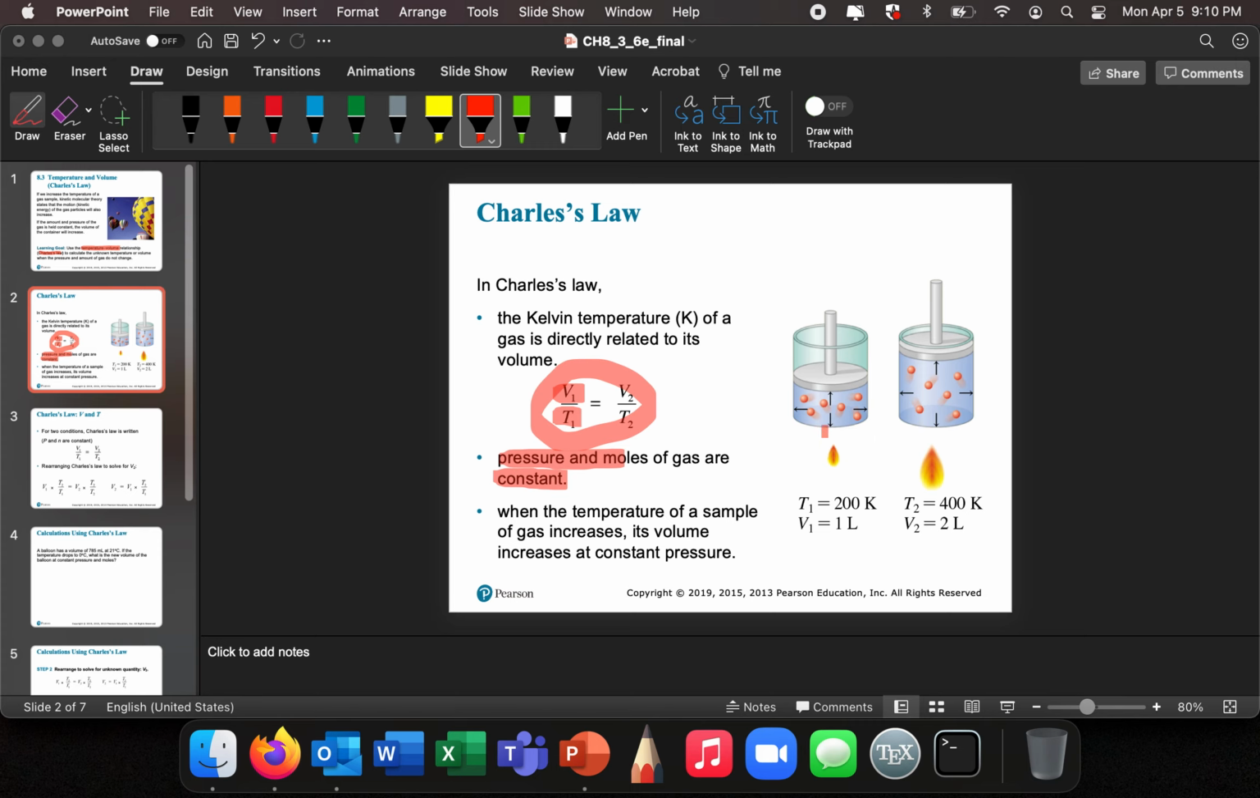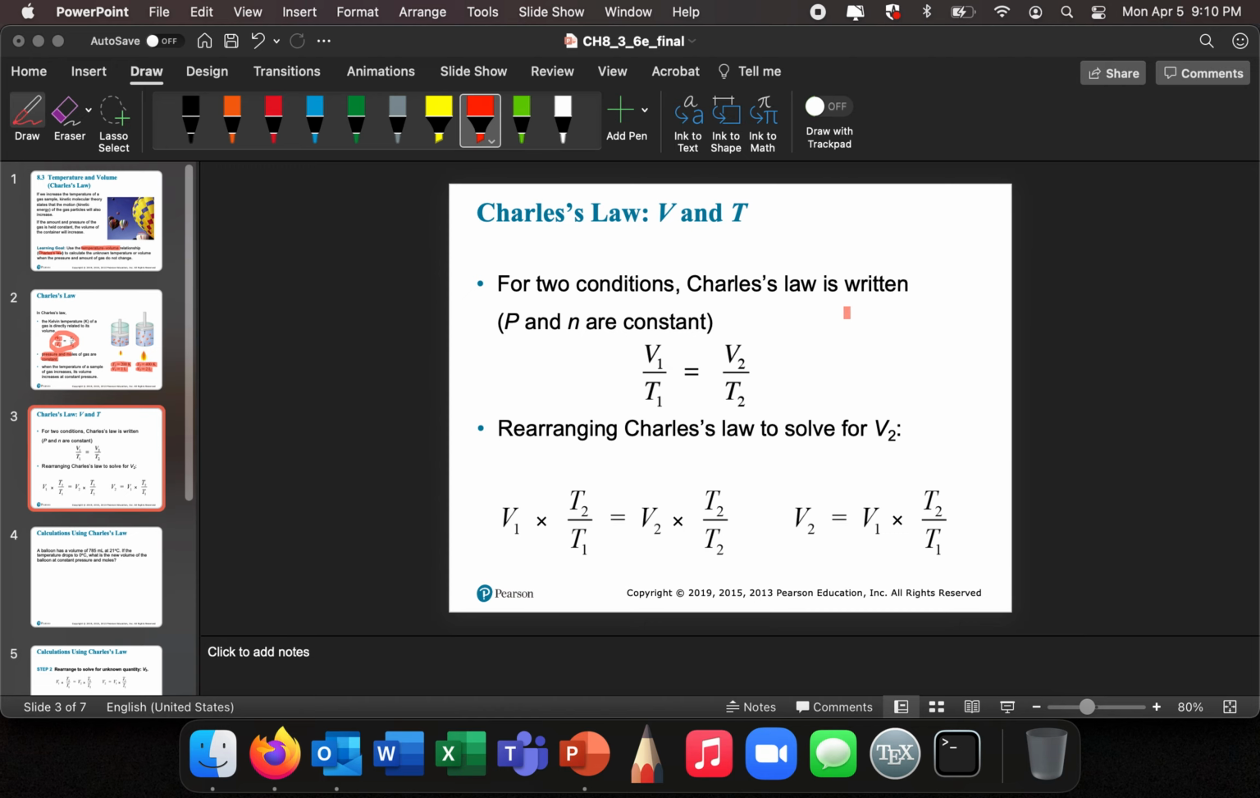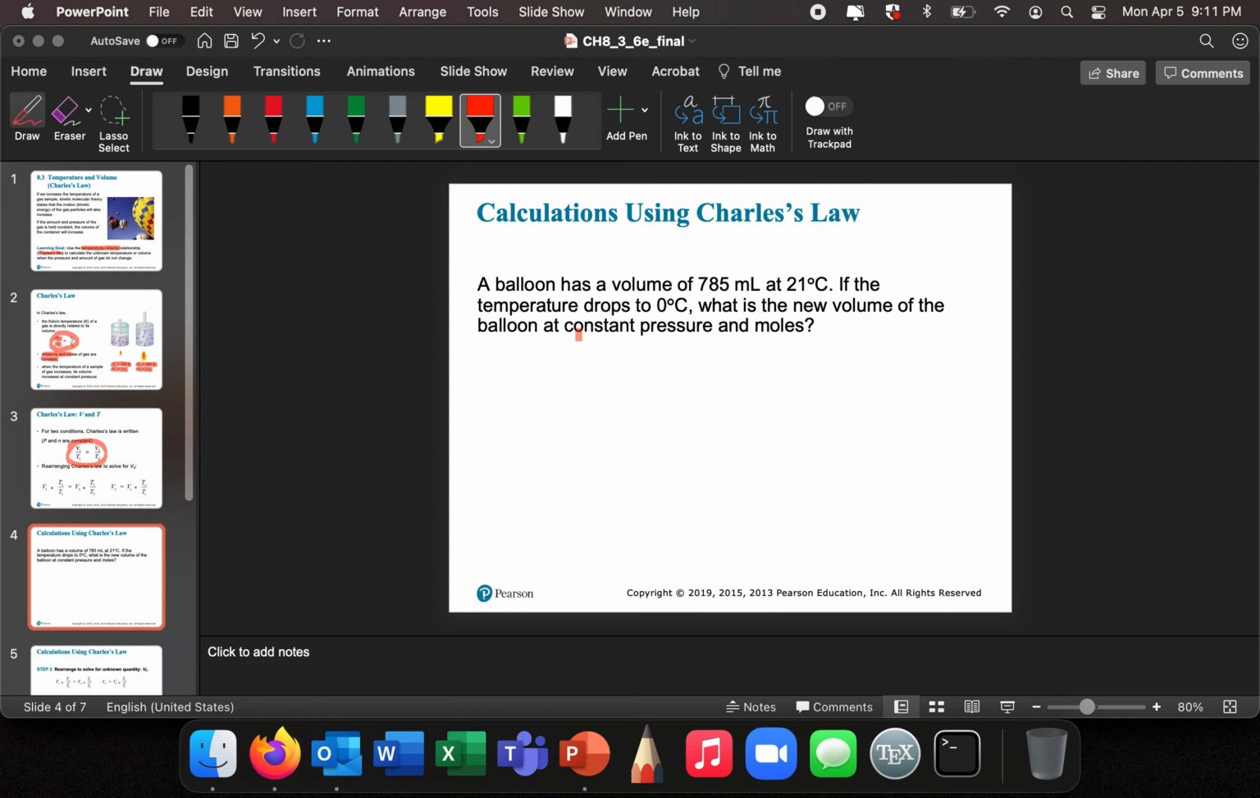For example, if you have a small fire under this vessel, and the temperature is 200 kelvins, and the volume is 1 liter, when you double the temperature, you're also going to double the volume. All right, so we're going to do that with this equation. V1 over T1 is equal to V2 over T2. And we're going to, of course, solve for whichever one we're not given, right? So let's do an example using Charles' law.